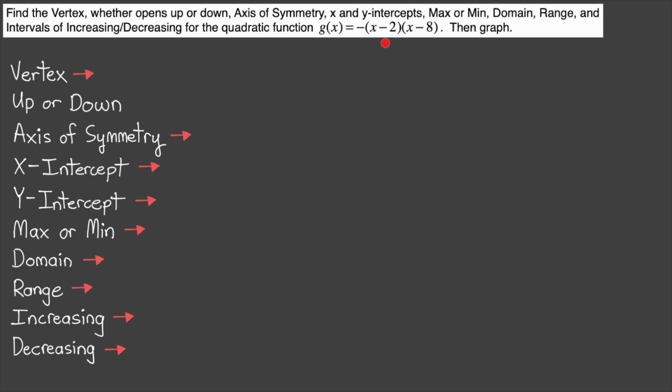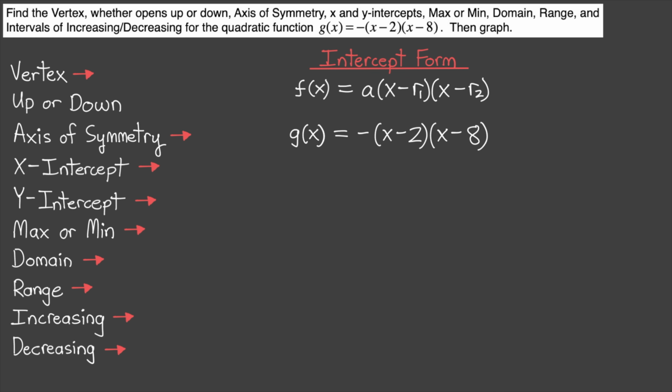Now, taking a look at our quadratic function, what form is this quadratic function in? It is in intercept form. So the intercept form gives us the two x-intercepts of the parabola, which are r1 and r2. Let's bring down our function. In this case, who are r1 and r2? So r1 is going to be 2, and r2 is going to be 8. It's always the opposite of whatever's here. So that tells us that our x-intercepts are going to be (2, 0) and (8, 0). All right, so I'm going to write those over here for our x-intercepts.